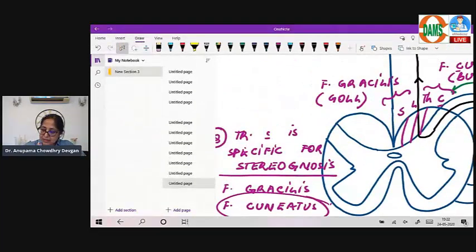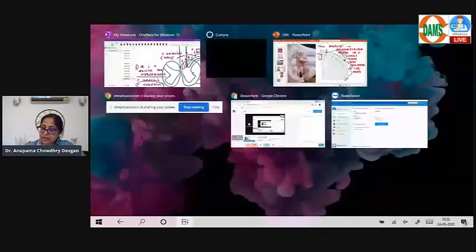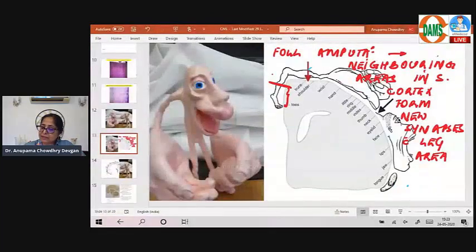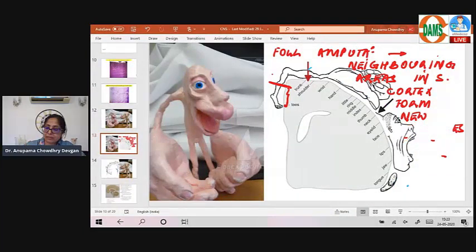Let me show you the sensory homunculus once again. This is what the sensory homunculus looks like.